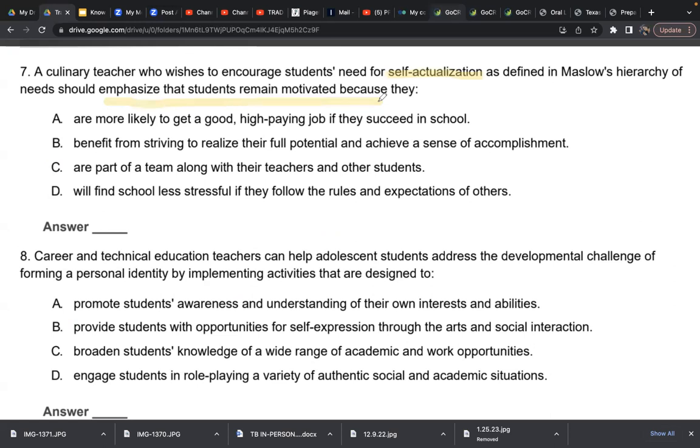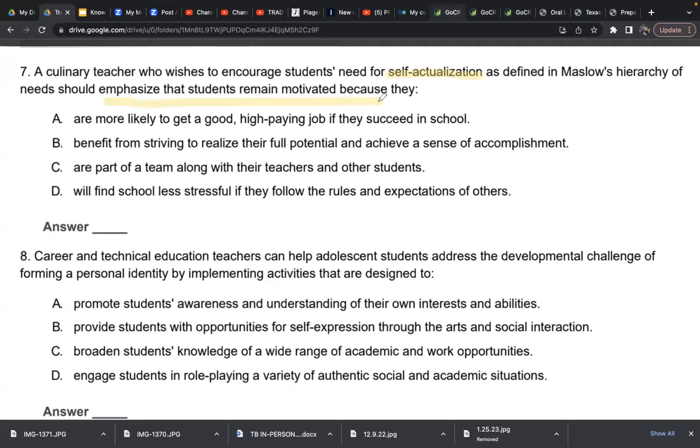Wishes to encourage students' need for self-actualization. So let's take a look at the answer choices. A, are more likely to get a good, high-paying job if they succeed in school. B, benefit from striving to realize their full potential and achieve a sense of accomplishment. C, are part of a team along with their teacher and other students. D, will find school less stressful if they follow the rules and expectations of others. So we want to find the best way to encourage self-actualization. What should we emphasize to the students?